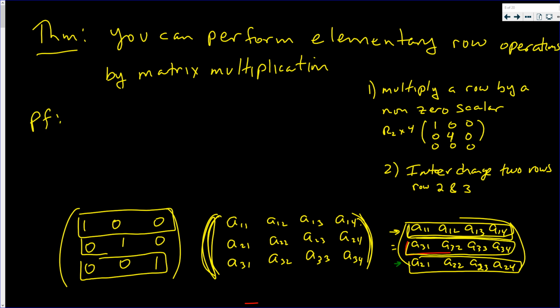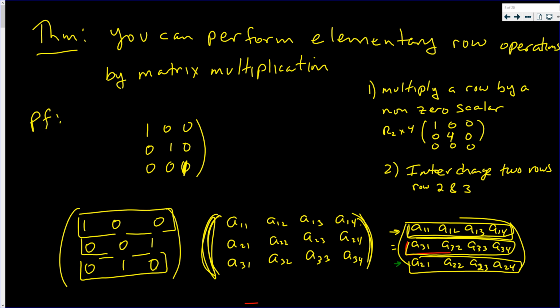Why don't I just interchange those 2 rows? How about I put 0 0 1 and 0 1 0? That is how you can interchange row 2 and 3. Just go to the identity matrix.